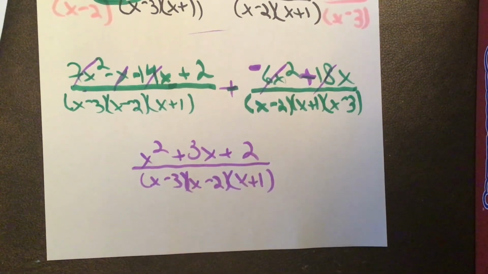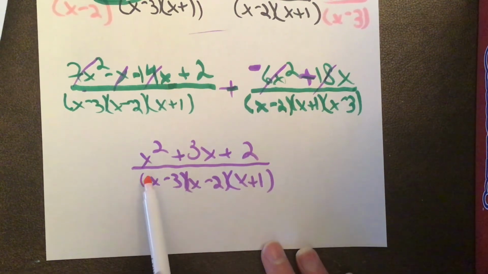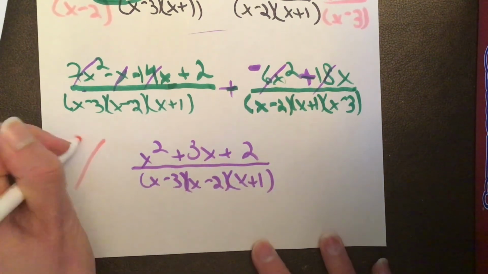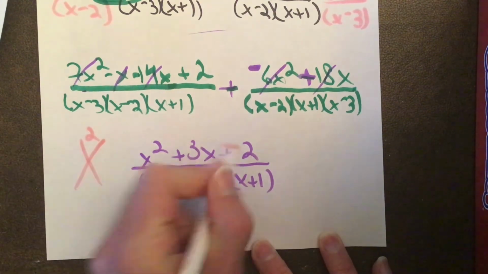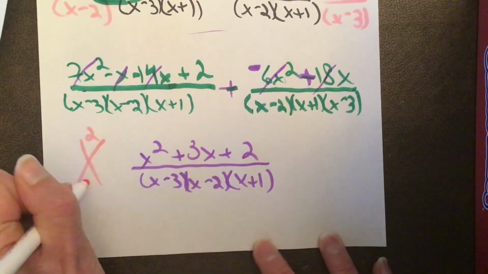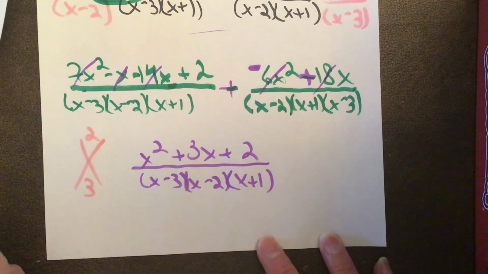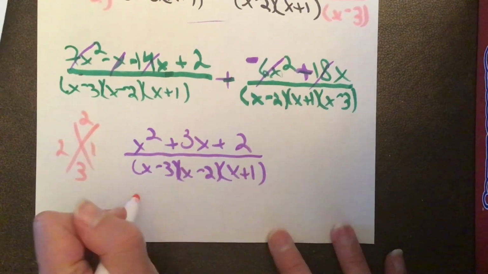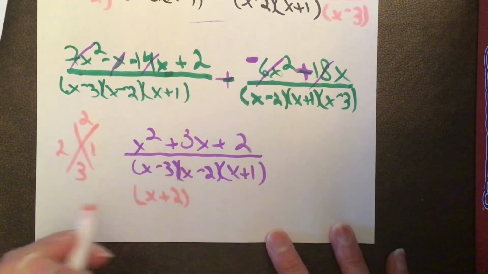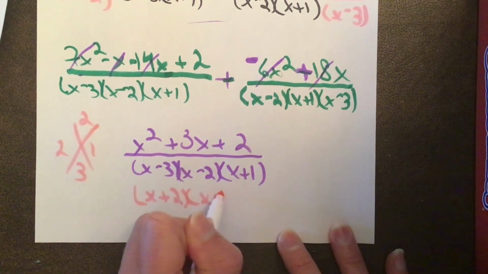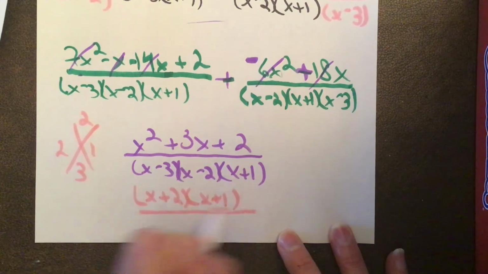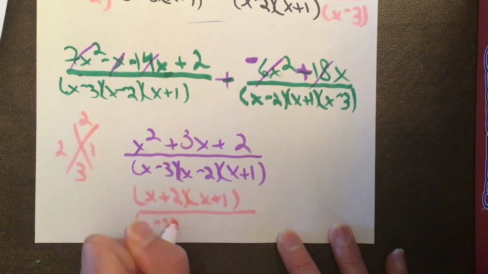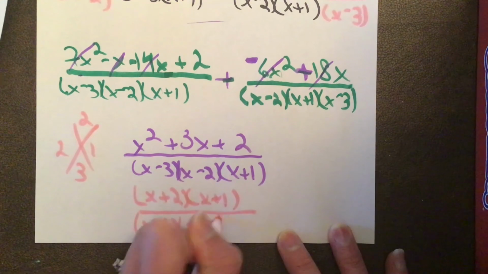Okay, and then you want to be done, but remember, you have to double check to see if you can factor your numerator. So let's see, my numerator is a trinomial where a is 1. So do I have factors of c, 2, that add to b, 3? I do. 2 and 1. So I'm going to factor that numerator into x plus 2, x plus 1. And then it's over x minus 3, x minus 2.